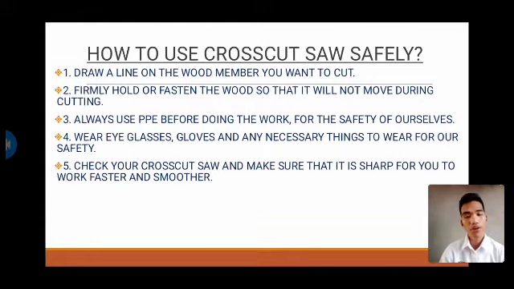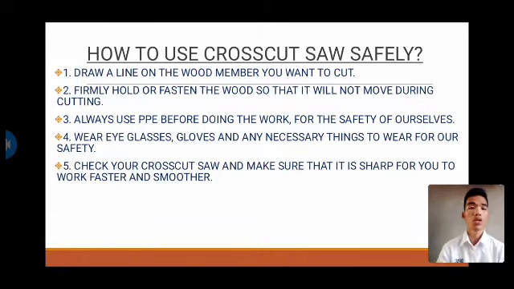And now number 5: check your crosscut saw. Before using the crosscut saw, we need to check if it is good enough for cutting the piece of wood you want to cut. Make sure that it is sharp, so that when you are using the crosscut saw, it cannot damage or harm you.